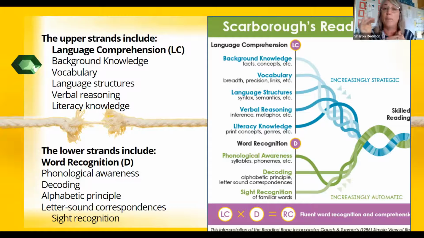Last week, we looked at this upper strand of language comprehension, and we're going to continue with that today, with that vocabulary and building that schema and background knowledge. And so now we have all of that. How can we go about looking at that verbal reasoning, looking at literacy knowledge, concepts of print, really bringing all of that together so that we can access that language comprehension, or comprehension of what we're reading, the whole point of reading? So we're going to continue to stay on this upper part of the rope.